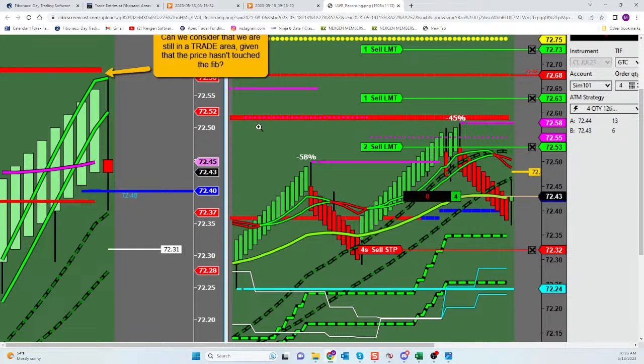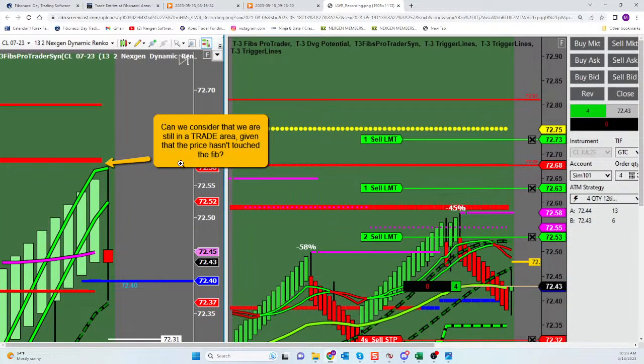Can we consider that we are still in a trade area given that price hasn't touched the fib? You can. Jose, let me give you my 2 cents on this. These areas come about through thousands of calculations. And I've got the picture that shows it. I want to show you guys the picture of what it looks like when fibs are being created on your computer.